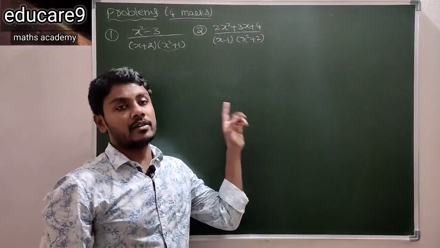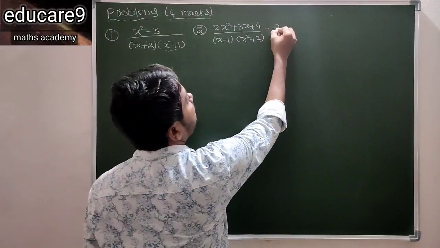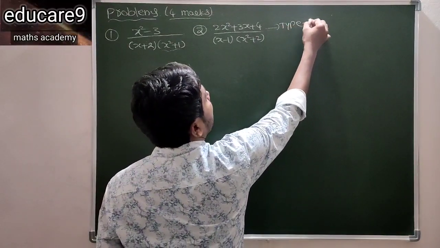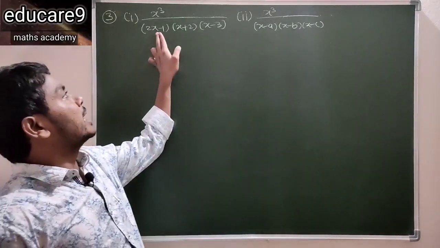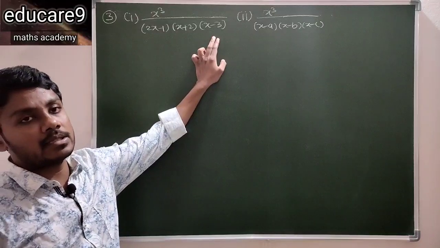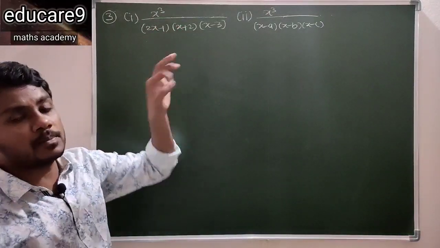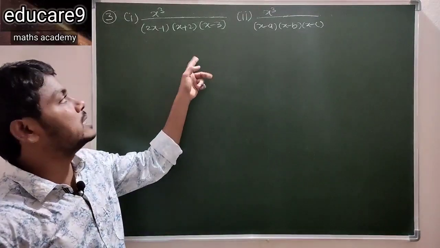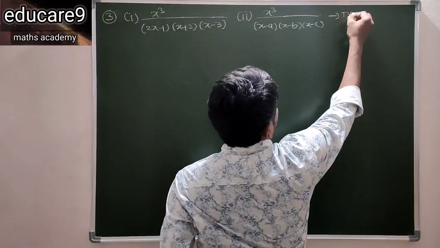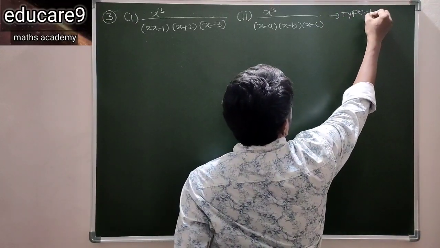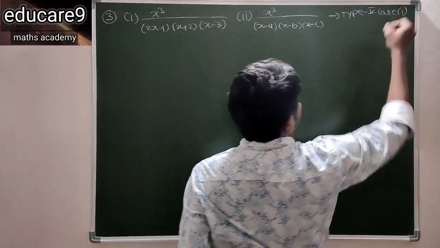So try to solve second question. Same as first question. So this is also type 3. Okay. So see here next one, x cube by (2x minus 1)(x plus 2)(x minus 3). So clearly see here, degree of f of x and degree of g of x both are equal. So clearly this is type 5. Type 5 first case.